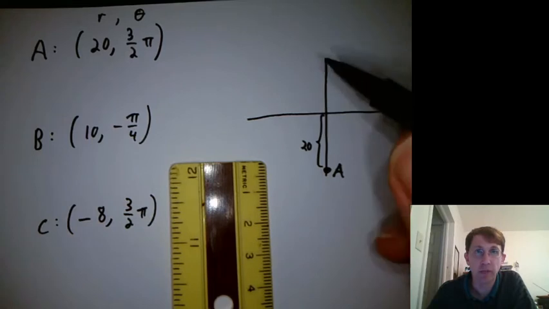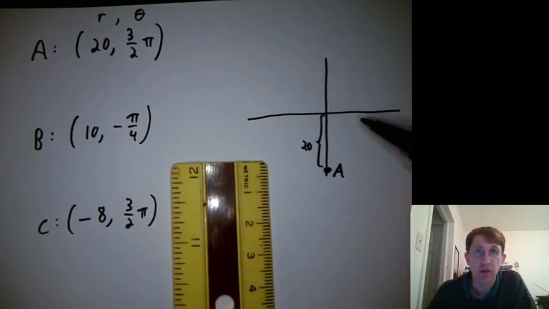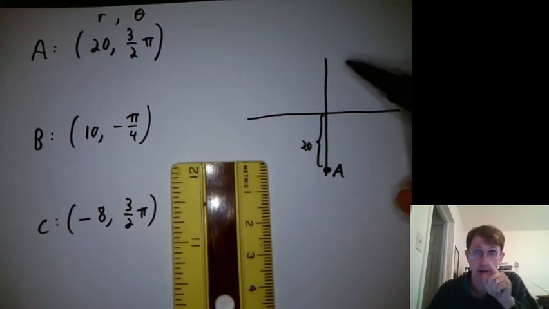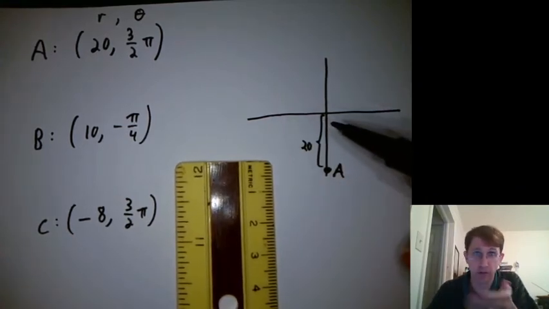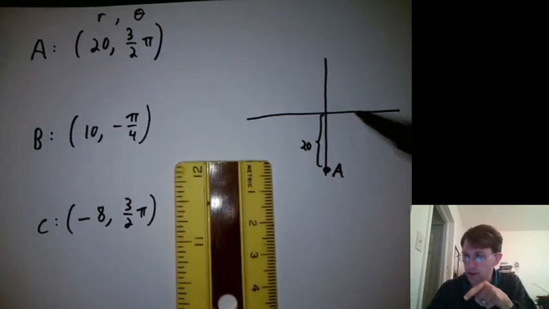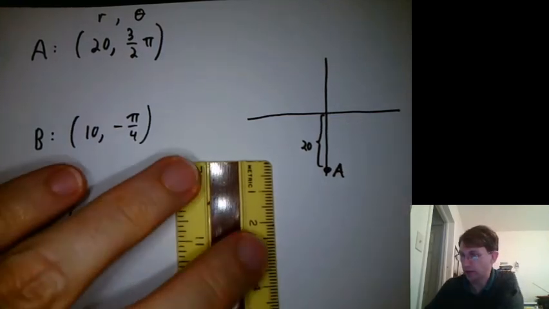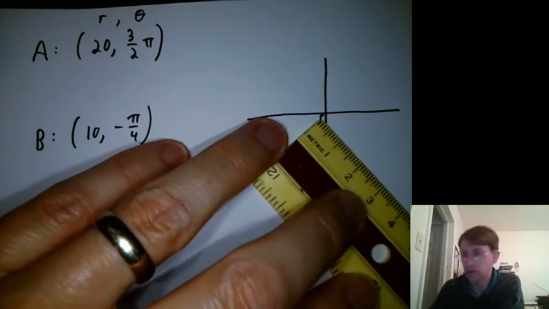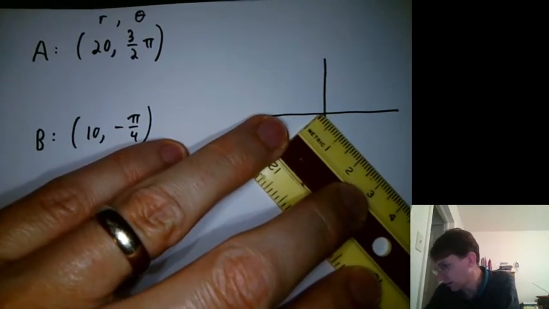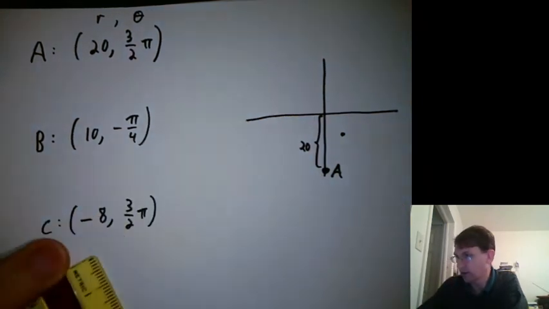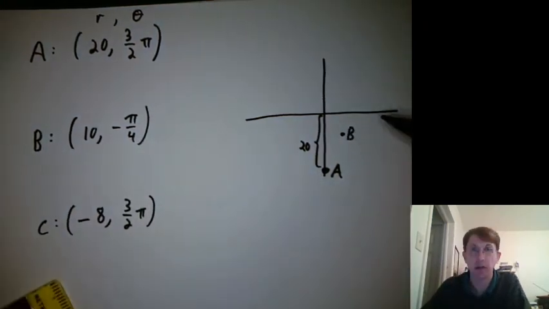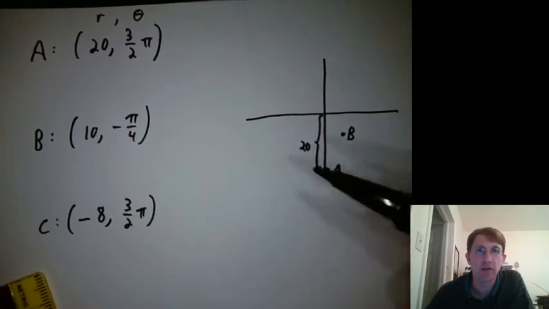Then how about point B? Well, our angle now is negative pi over 4. So instead of going counterclockwise like we usually do, we're going to go clockwise. Pi over 4 is 45 degrees, but it's negative, so we're going down here below the axis and then going out 10 units. So 10 millimeters there. So that's B.